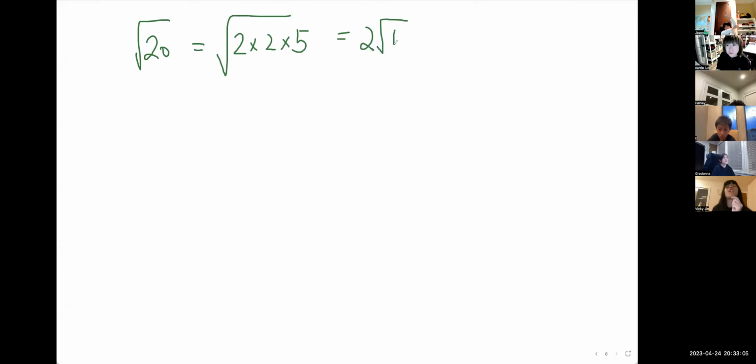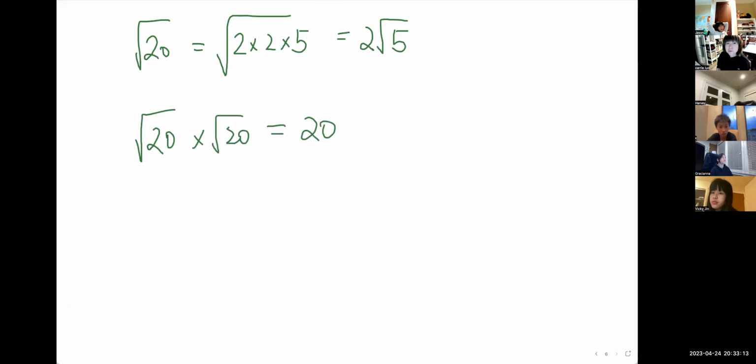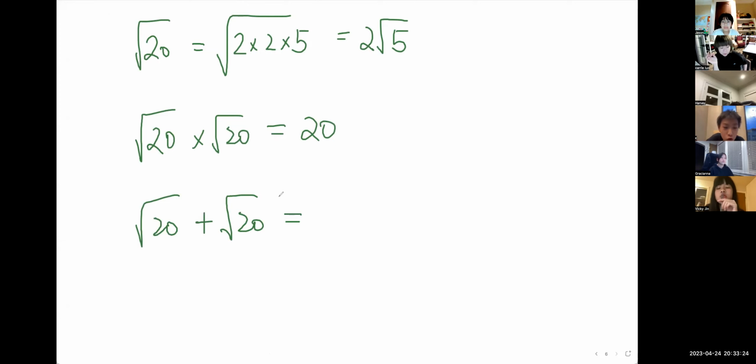Okay, so everybody, we have already learned how to transfer square root 20. 20 equals 2 times 2 times 5, so square root 20 equals 2 square root 5. Correct, everybody? So now I want to ask you, square root 20 times square root 20, you know equals 20, right? But there's something you haven't learned: square root 20 plus square root 20 equals what? You haven't learned it. Okay, so everybody, 2 square root 20. Okay, what's next?